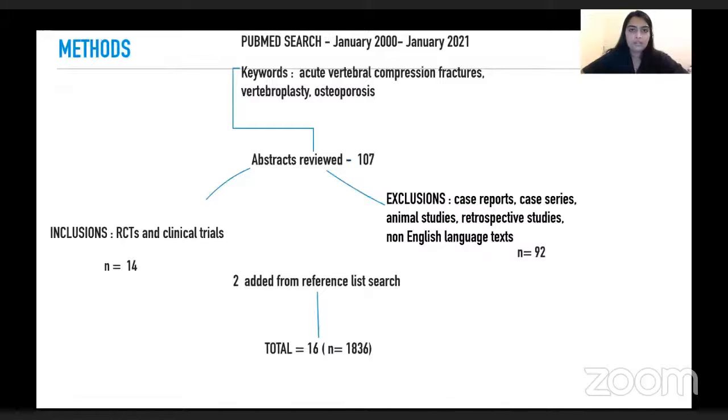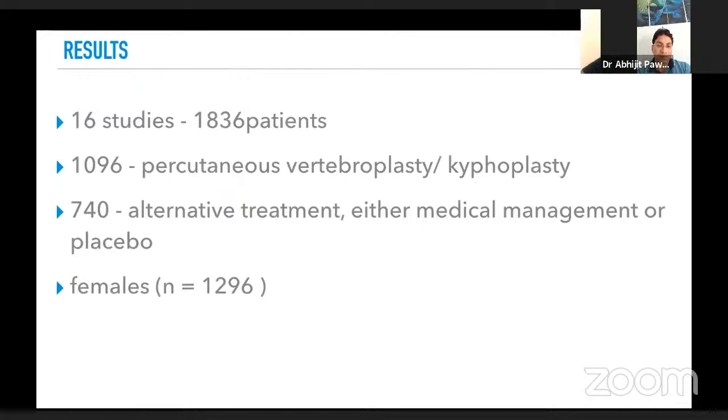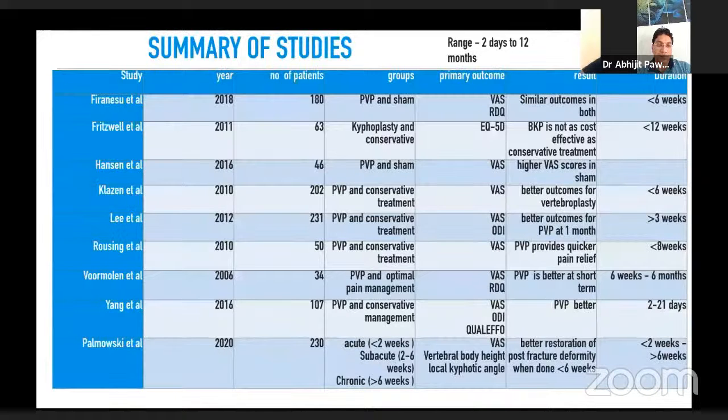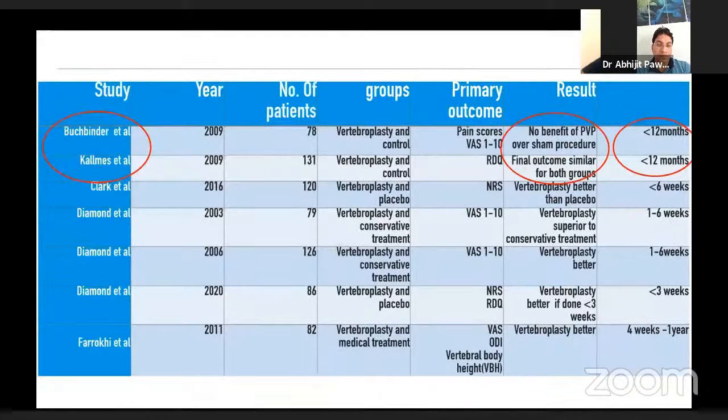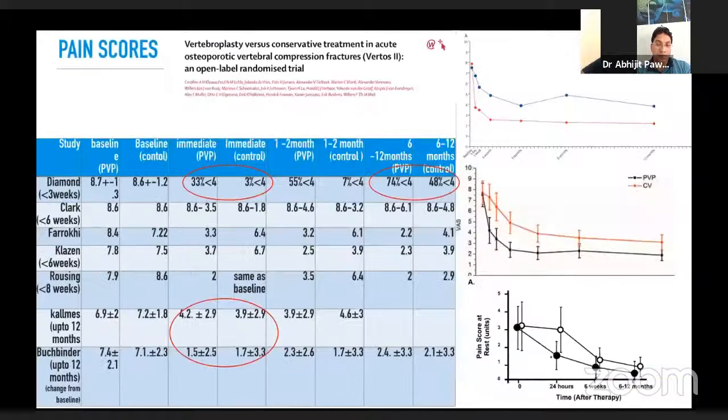So we carried out a PubMed search using the keywords acute vertebral compression fractures, vertebroplasty, and osteoporosis. After reviewing 107 abstracts, we included 16 studies in our review. We included 1,836 patients, of which the majority were females. The range of duration of symptoms was from 2 days to 12 months. The majority of the studies showed a beneficial effect of vertebroplasty. However, these two studies showed no beneficial effect, possibly because of longer duration of symptoms in these patients.